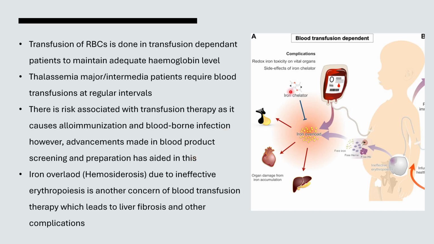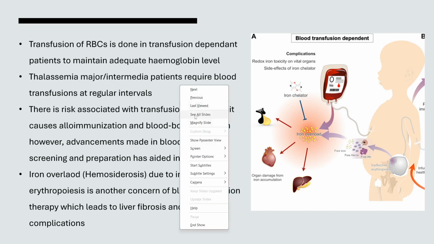So, among blood transfusion dependent patients, there are two types: some of them require blood transfusion from time to time, others don't. Those who need blood transfusion have some complications to face, such as iron toxicity on vital organs, which can damage your liver, kidney or heart because of excess iron intake into the body. Okay, so let's discuss it more.